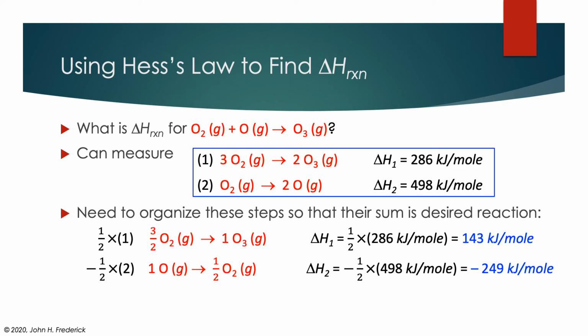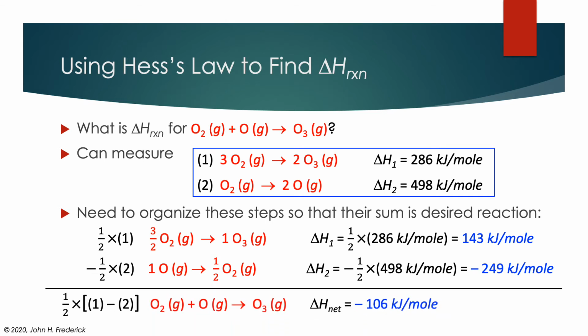So now we've got things in place. If we add up these two equations, you'll notice that we have 3/2 O2 on the left side and 1/2 O2 on the right side. Well, we can always subtract 1/2 O2 from both sides of the equation without changing the value of the enthalpy change, and then we'll get the net reaction that we want. So if we draw our line across, add up these equations, and eliminate things that are on both sides of the equation that are the same, we will end up with the reaction that we want. It is formed by taking 1/2 of the difference between equation 1 and equation 2, and the net enthalpy change is 143 minus 249, or a negative 106 kilojoules per mole.